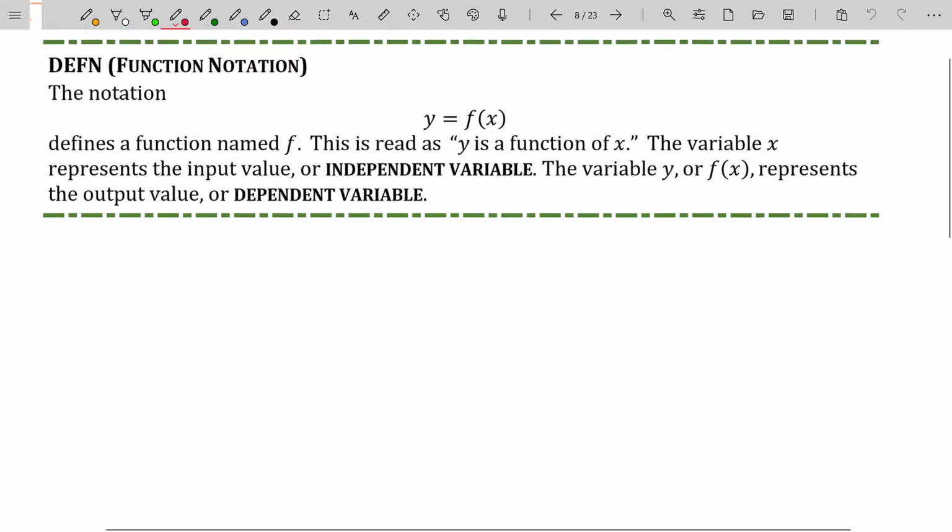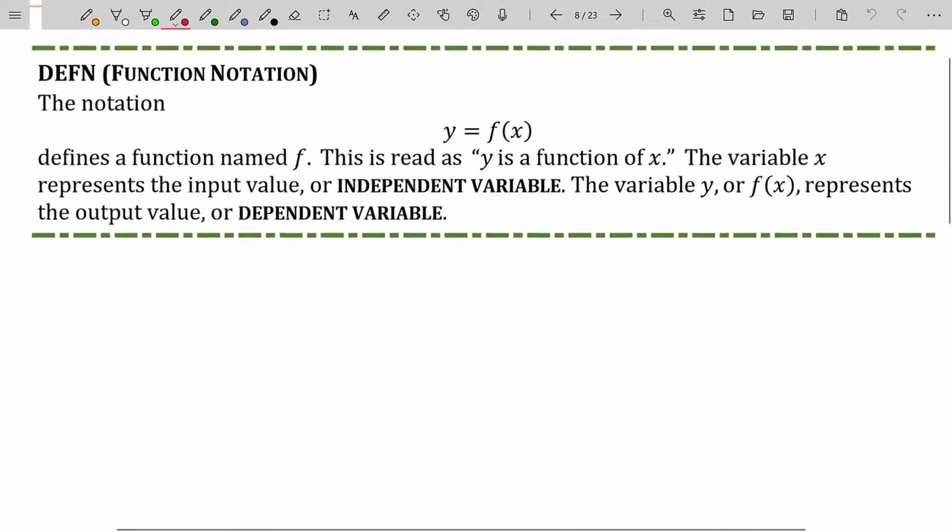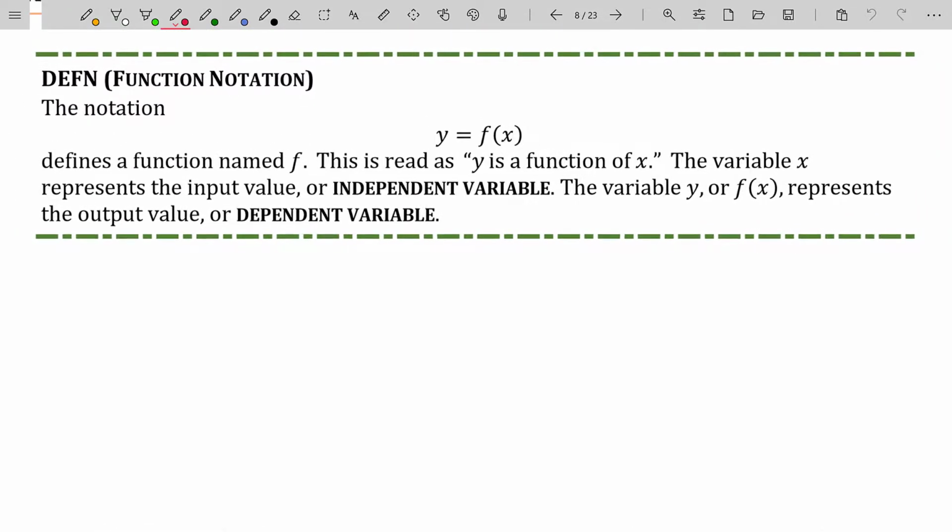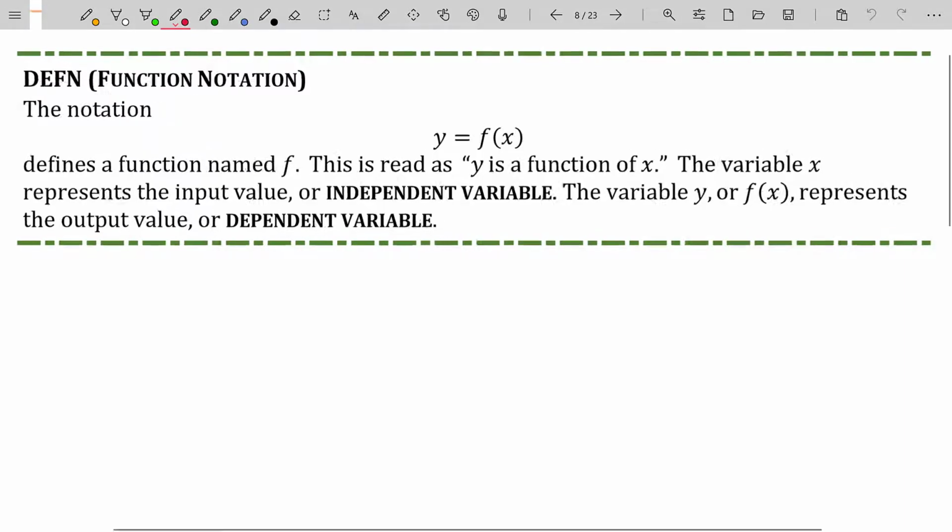Let's start with the definition of function notation. The notation y equals f of x defines a function named f. This is read as y is a function of x. The variable x represents the input variable or the independent variable, and the variable y, or f of x, represents the output variable or the dependent variable.